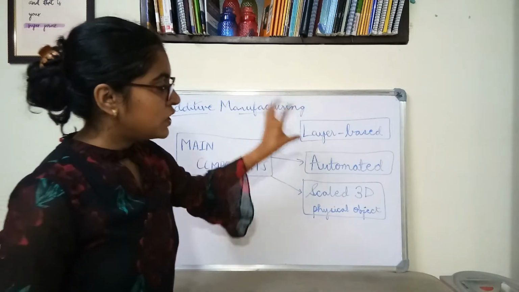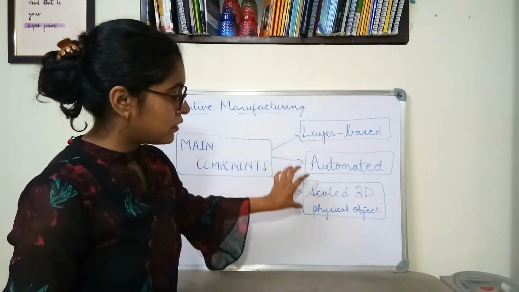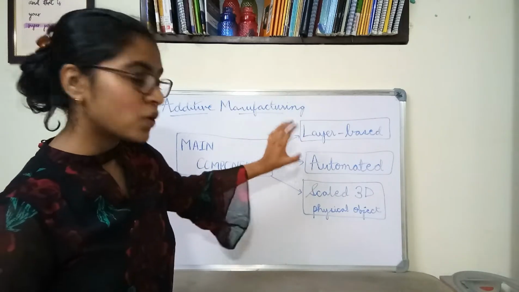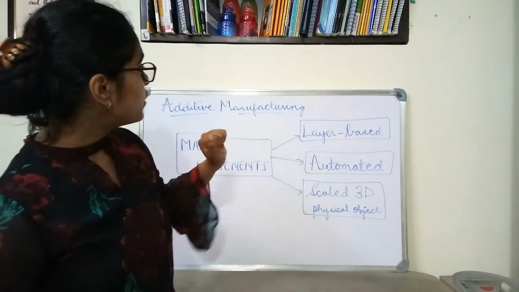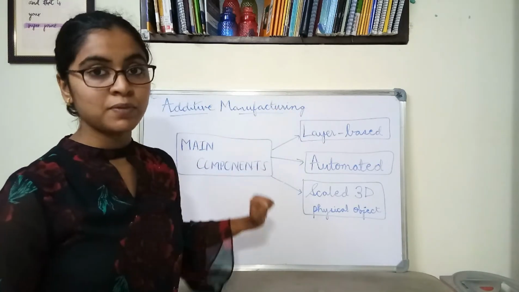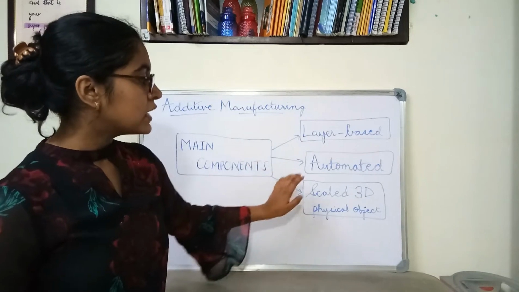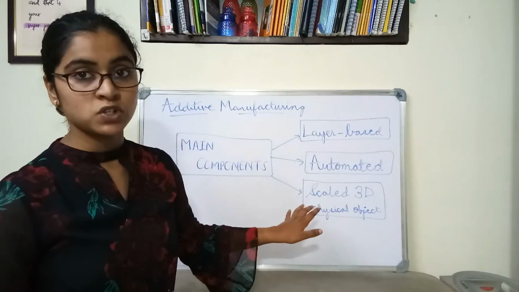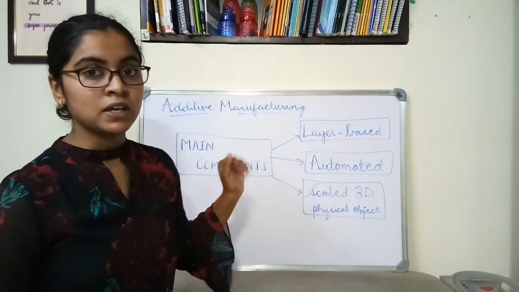So based on whatever data is fed into the computer system, the final object will be exactly satisfying all those details, the dimensions, coordinates, etc. Therefore, in short, if I have to define additive manufacturing, it is a layer-based automated fabrication process for making scaled three-dimensional physical objects without the usage of any 3D part-making tools.